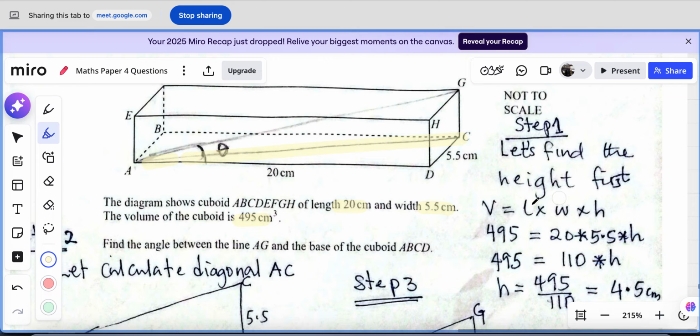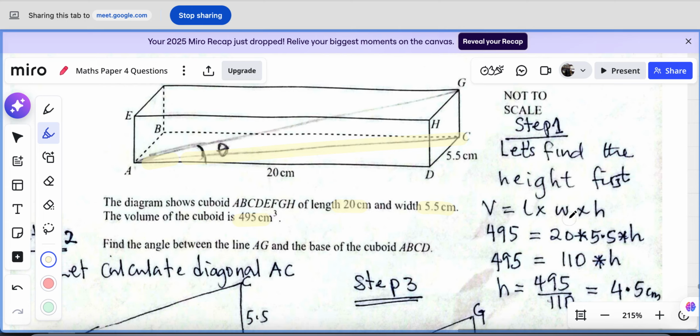The height of the cuboid: remember the volume formula. Volume is length times width times height. So you write the volume down, 495 equals 20 for length times 5.5 times h. You multiply this, you get 110. Then to find h, you make it the subject. h is 495 divided by 110. You get 4.5. So our height is 4.5 centimeters.